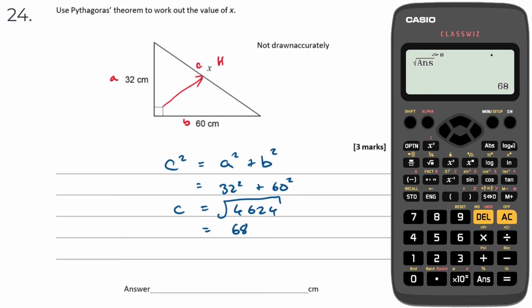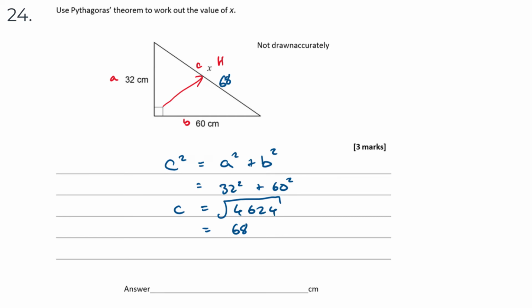Okay, it's a good idea to think about 68 here. Whenever you do one of these, does 68 look right? Yeah, it's slightly longer than 60 and 32, isn't it? It looks okay in that triangle.